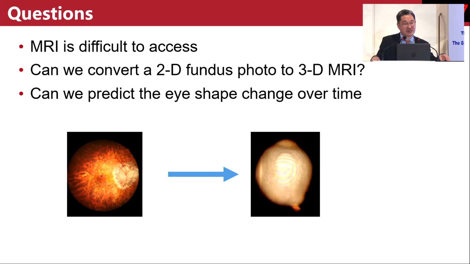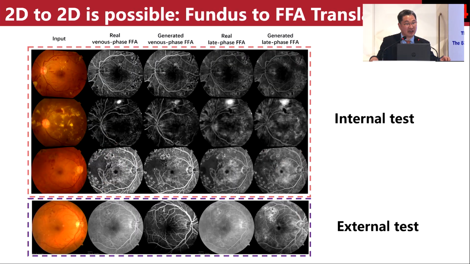So the first question we ask is whether we are able to convert a two-dimensional fundus photo to a 3D MRI ocular shape. The second question is, can we predict the ocular shape change over time, in particular in a high myopia patient? For this, we use image-to-image translation, or GAN technology, generative AI, and we have done some experiments before.